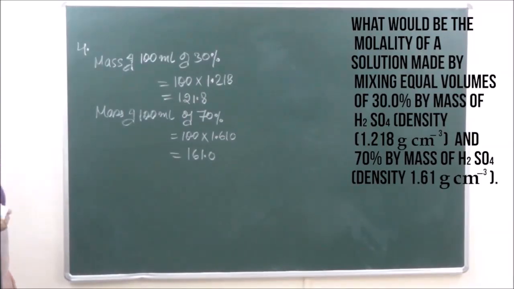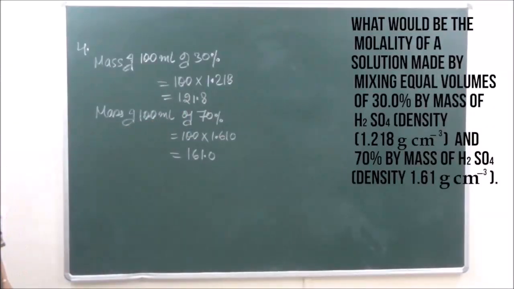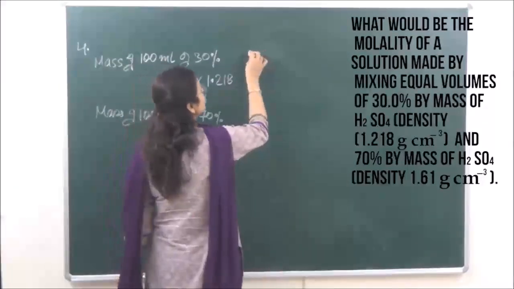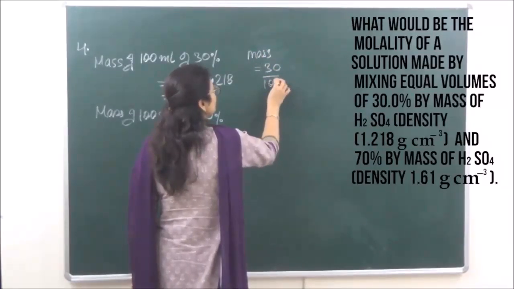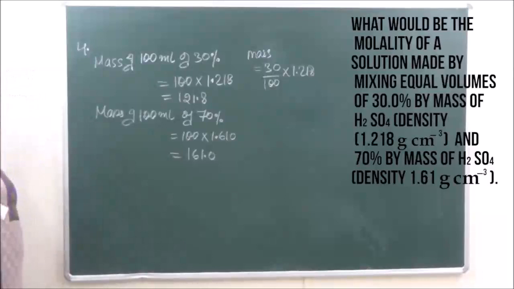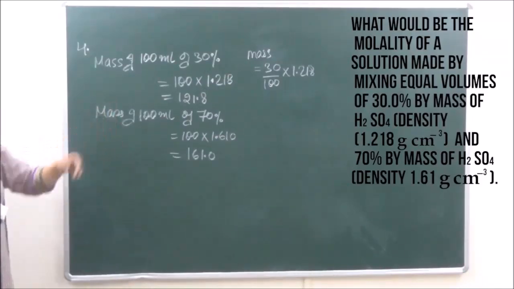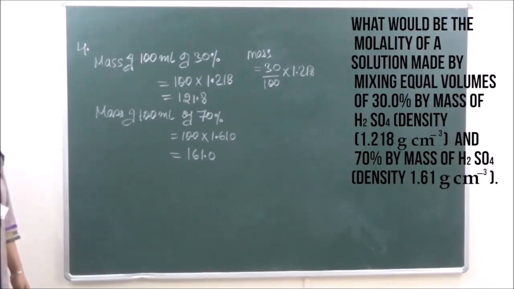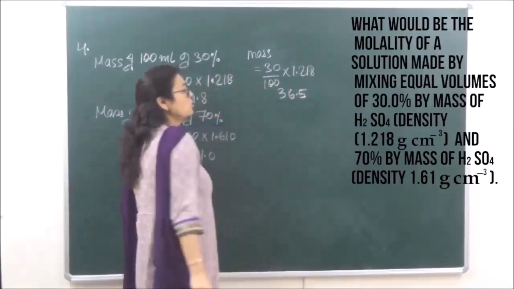Now the second part is to calculate the mass of H2SO4 in 100 ml of 30% solution, where the mass of solution is 121.8 grams. So 30% solution means the mass will be 30 upon 100 into 1.218, right? Similarly, for the lower one also you can calculate. This when calculated, the answer comes to 36.5.